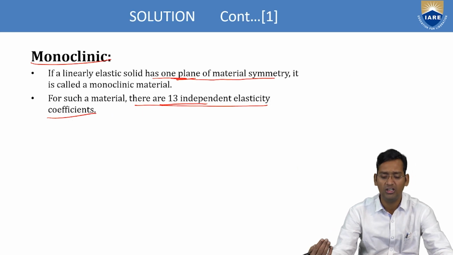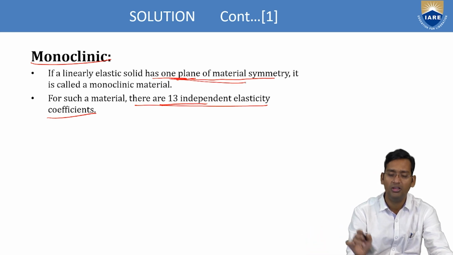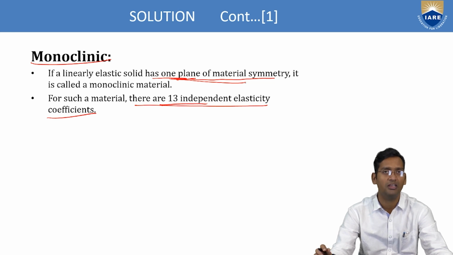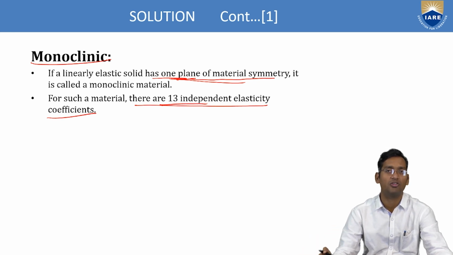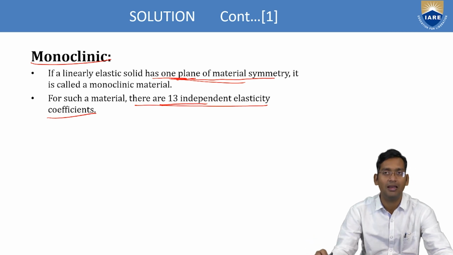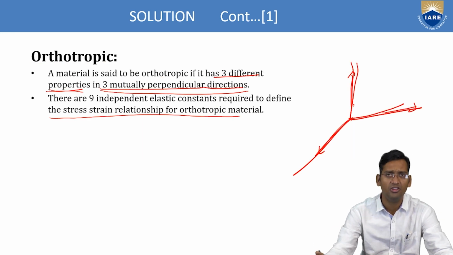Next, for monoclinic, how many are required? A total of 13 independent elastic constants. Why? Because one plane of symmetry is there. In the case of monoclinic, the elastic solid has one plane of symmetry, so because of one plane it is called a monoclinic material, and it has 13 independent elastic coefficients.